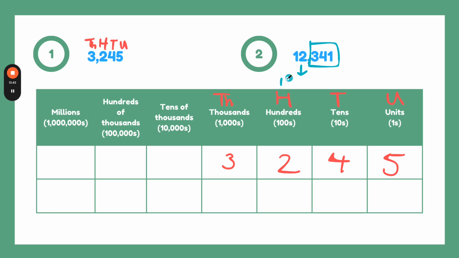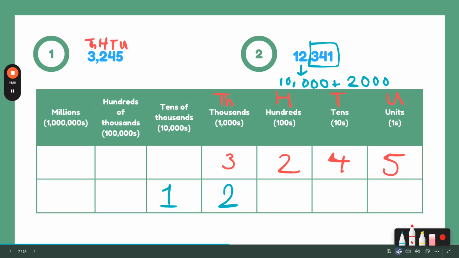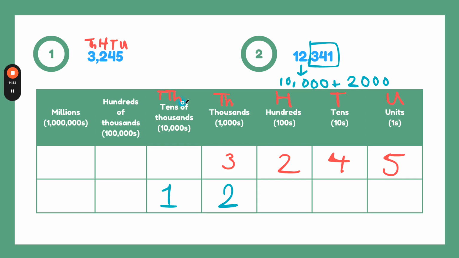12,000 can be written as 10,000 plus 2,000, because 10,000 plus 2,000 is 12,000. So the 12,000 portion of our number we can write as 1 in the tens of thousands column and a 2 in our thousands column. That's very big. I'm going to use red. So this is our tens of thousands column.